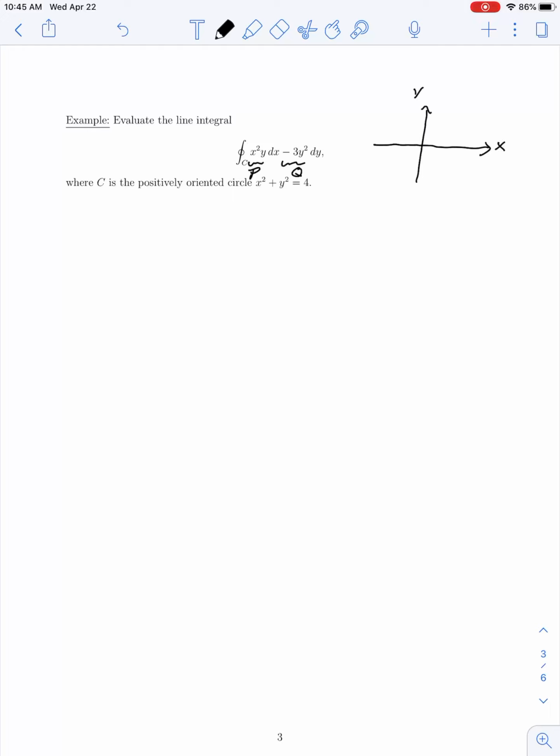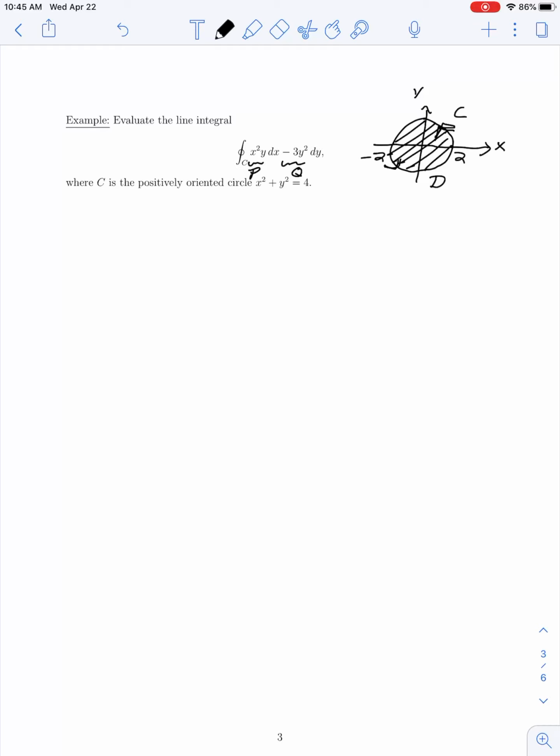So here in the xy plane, we're looking at the circle centered at the origin of radius 2. And we were told it is positively oriented, so traversed in the counterclockwise direction. So it bounds this region D, which here would be the disk of radius 2 centered at the origin.